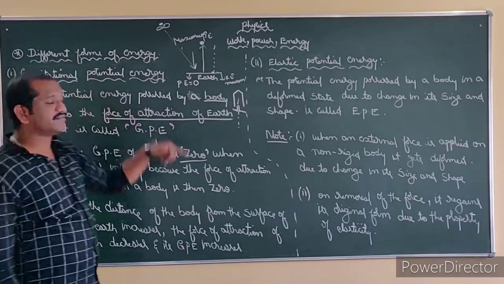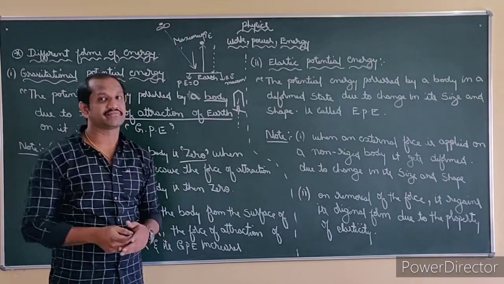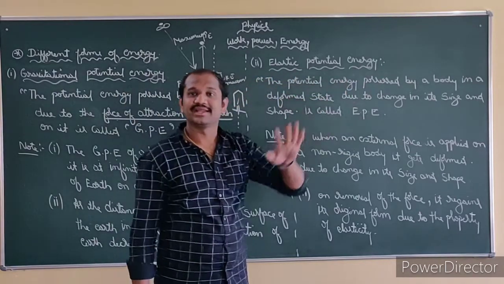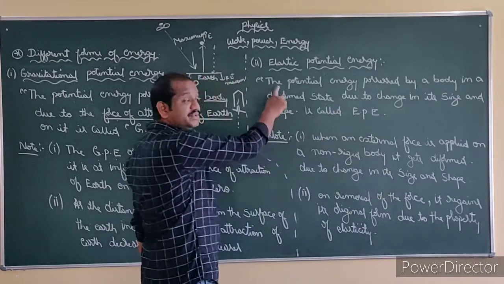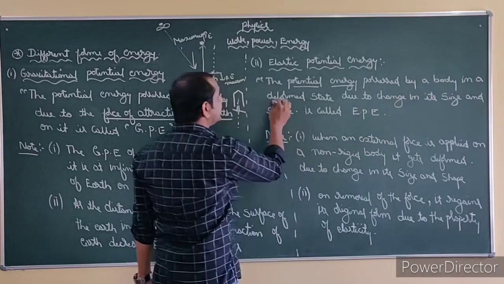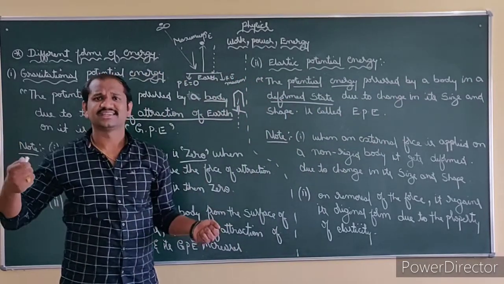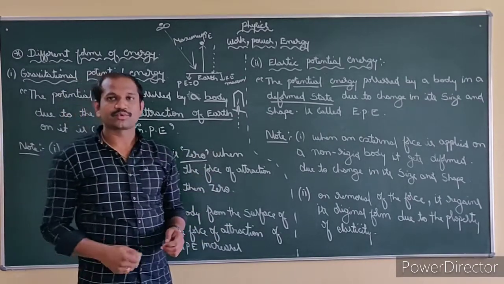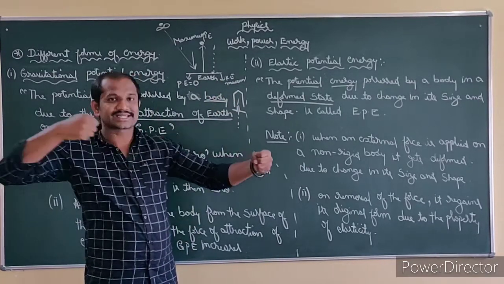Now, apart from gravitational potential energy, we have potential energy in the case of changing size and shape, or deformed state. That is known as elastic potential energy. Now, what is elastic potential energy? The potential energy possessed by a body in a deformed state. What do you mean by deformed state? Changing state. See, now you have a bow and arrow. If you want to shoot an arrow, you need to stretch the bow.